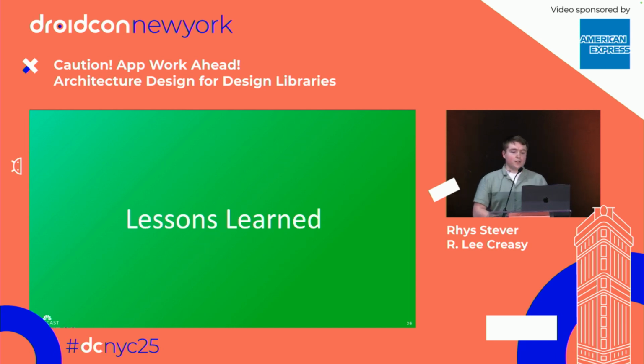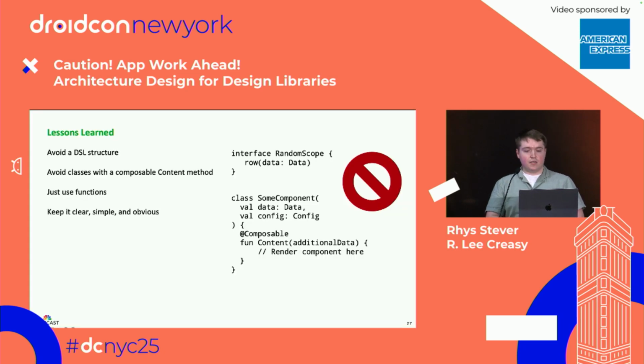Thanks, Lee. We've tested different API structures and learned some things that should and should not be avoided. So first, as Lee mentioned, we want to avoid using DSL structures like the one used for lazy lists unless the content is acquired lazily for layout reasons. Also, avoid creating APIs that are classes with a composable content method. Both of these structures create unnecessary complexity for anyone looking to implement the API.